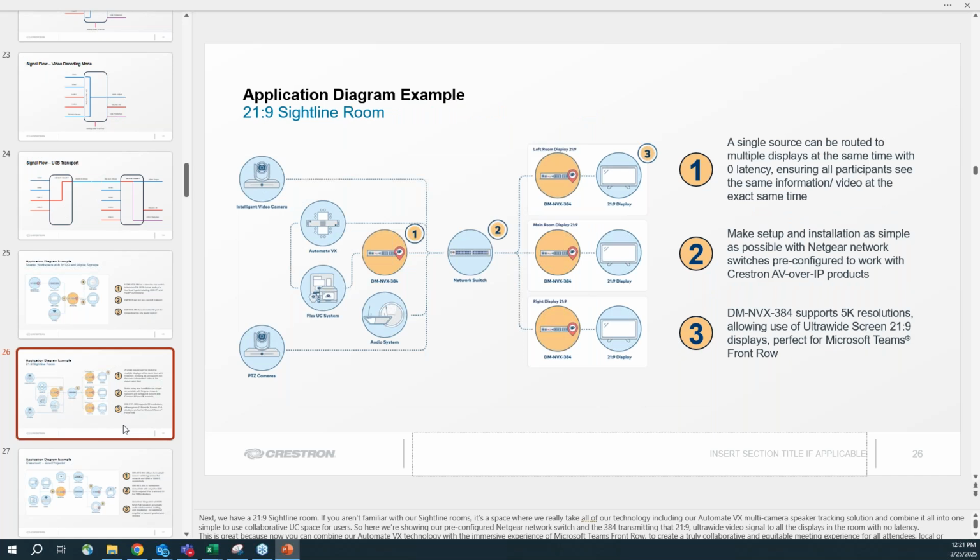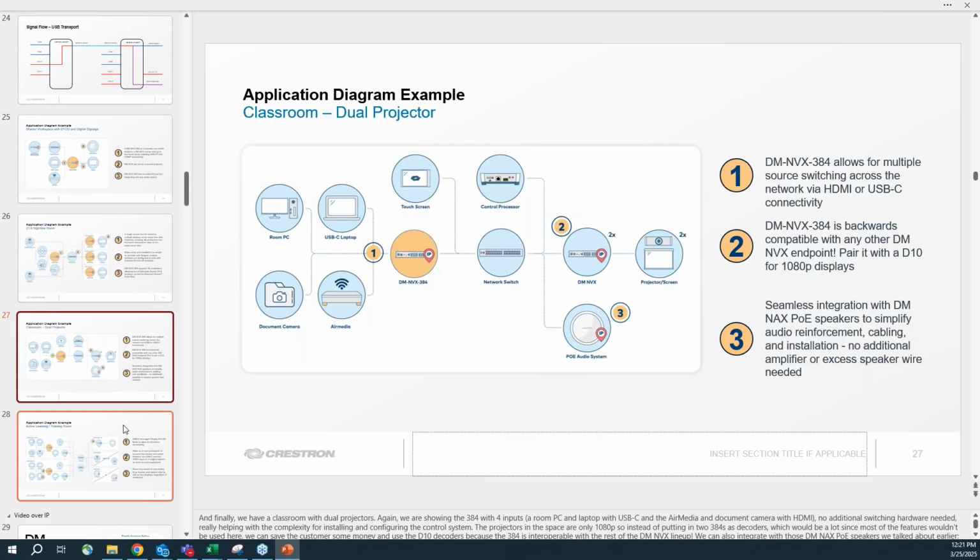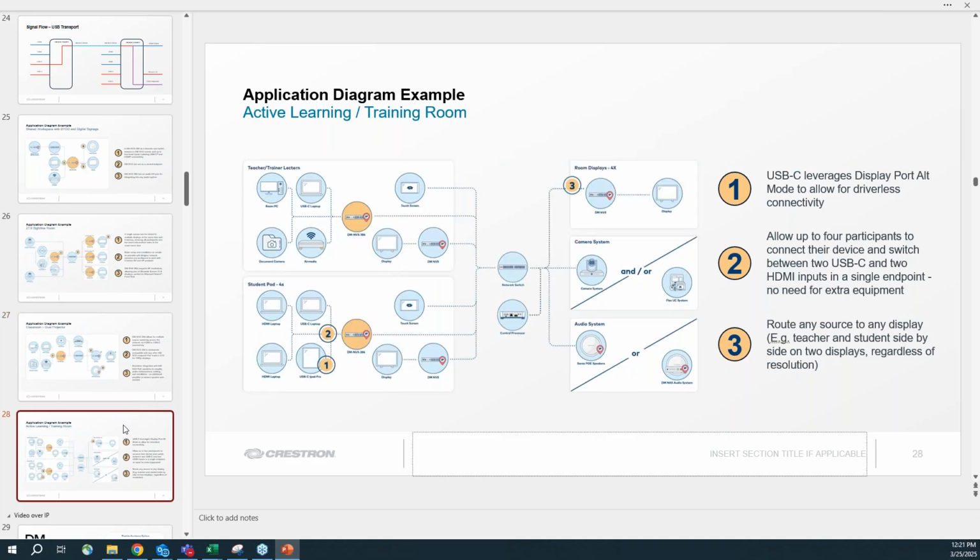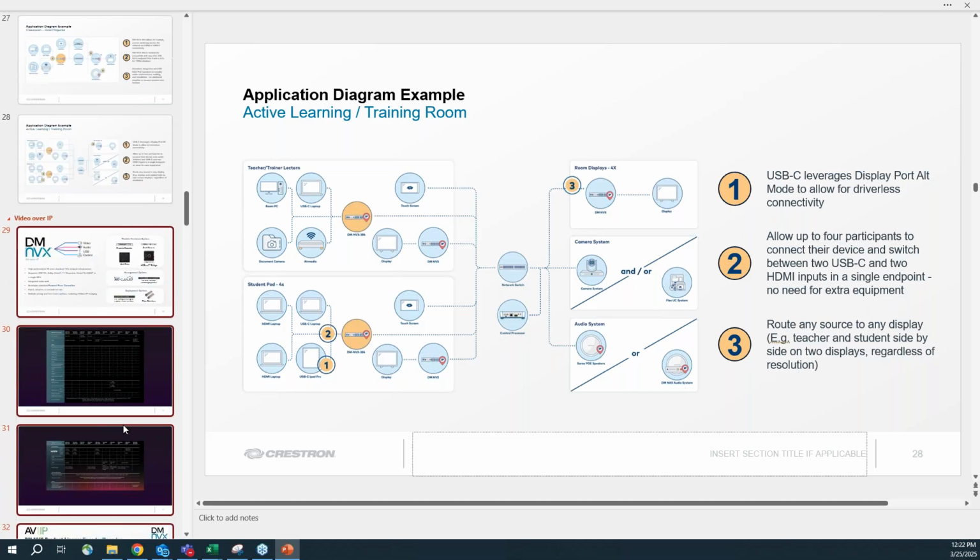So now you've got a 21 by 9 sightline room with more input devices and more destination sources. It's all part of the architecture and scaling things and getting your sources to whatever destinations they need to get to. Again, many environments that this can live in. Active learning and training rooms, for example.